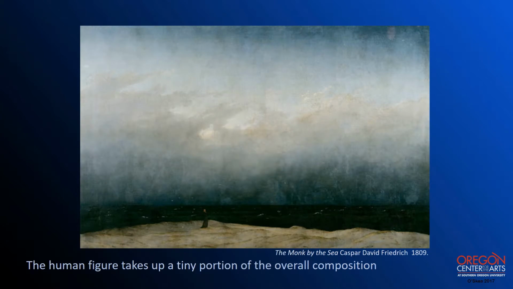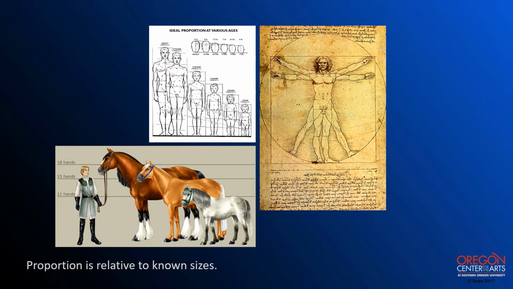So here this human figure, you can barely see him down there, the monk at the sea, is a tiny portion of the overall composition. You see that all the time in romantic painting at the beginning of the 19th century. It's this sort of like tiny man and God's enormous creation, right? It's very much the theme of a lot of romantic art. And so here we have this tiny little monk that is being dwarfed by the sea relative to the proportions. And proportion is relative to known sizes.